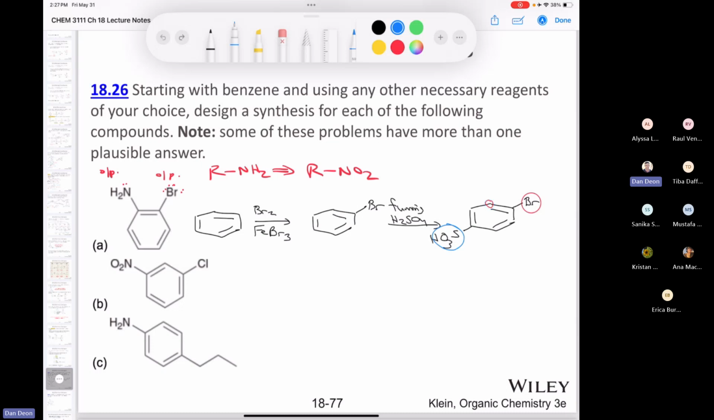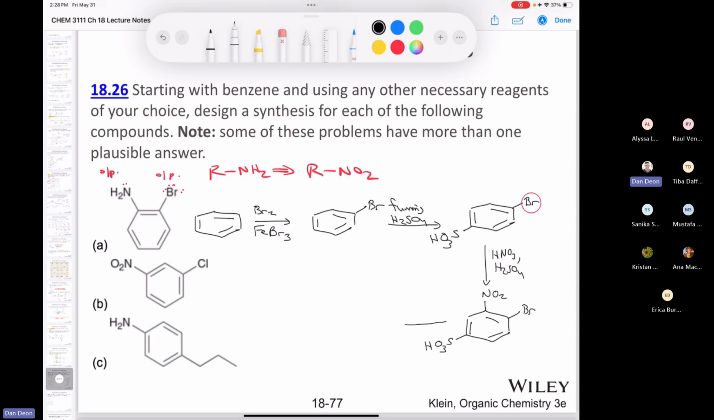So now we can install our nitro group. So let's put in our nitro group. So we're going to do nitric acid and sulfuric acid, like that. And that is going to put, I didn't even give myself enough room. I'll put the nitro group here. My bromine is here. My sulfonic acid is here. So now I need to remove the sulfonic acid, and I need to reduce the nitro group.